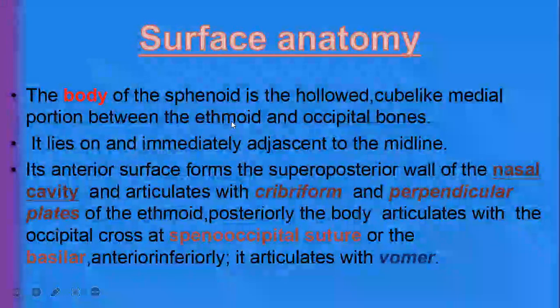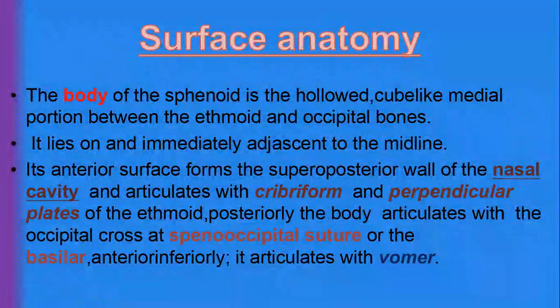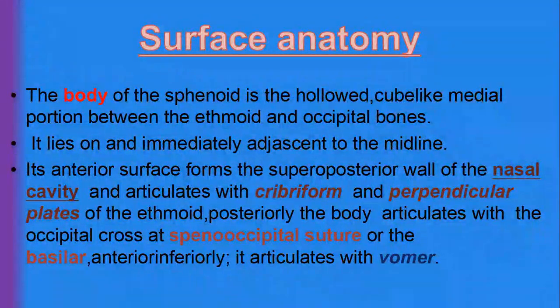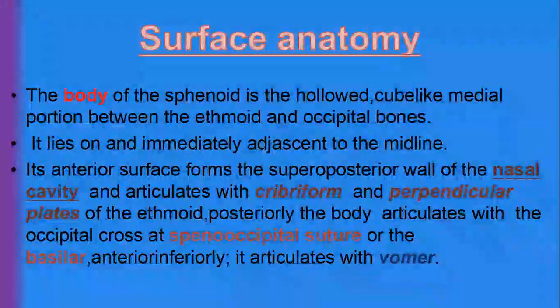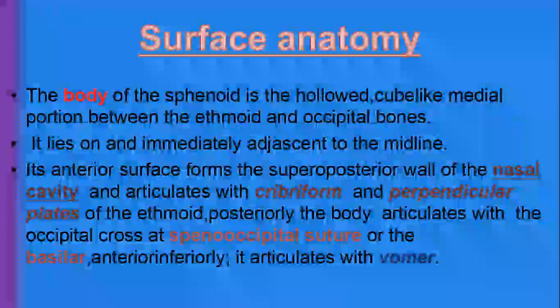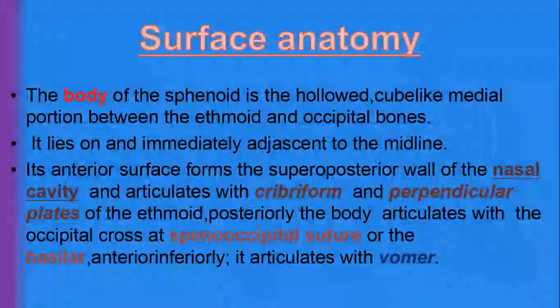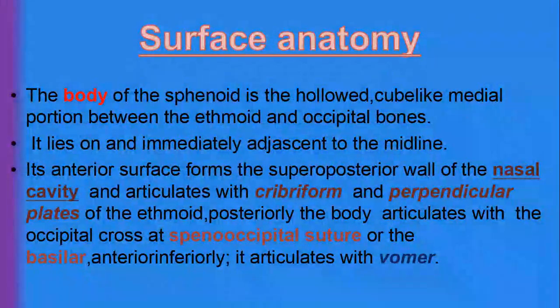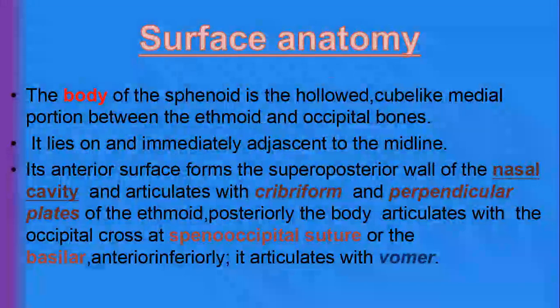So let's move to the description part, whereby we have the body as the first point of description. The body of the sphenoid is the hollowed cube-like medial portion between the ethmoid and occipital bones. It lies on and immediately adjacent to the midline. Its anterior surface forms the superior posterior wall of the nasal cavity and articulates with the cribriform and perpendicular plates of the ethmoid bone. Posteriorly, the body articulates with the occipital bone at the spheno-occipital suture or the basilar, then inferiorly it articulates with the vomer. So that's all about the body.